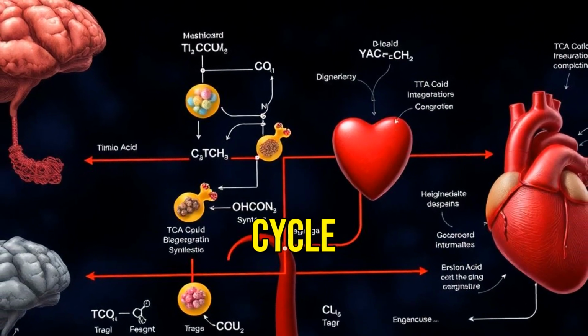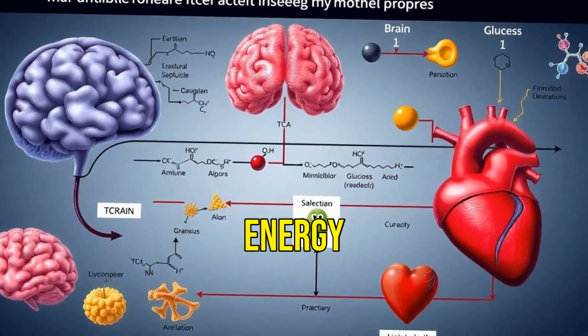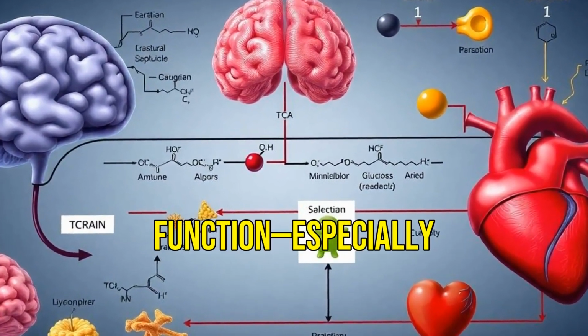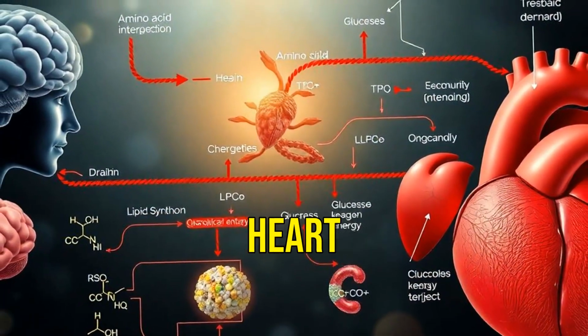Understanding the TCA cycle is foundational for grasping how energy metabolism supports all cellular function, especially in high-demand organs like the brain and heart.